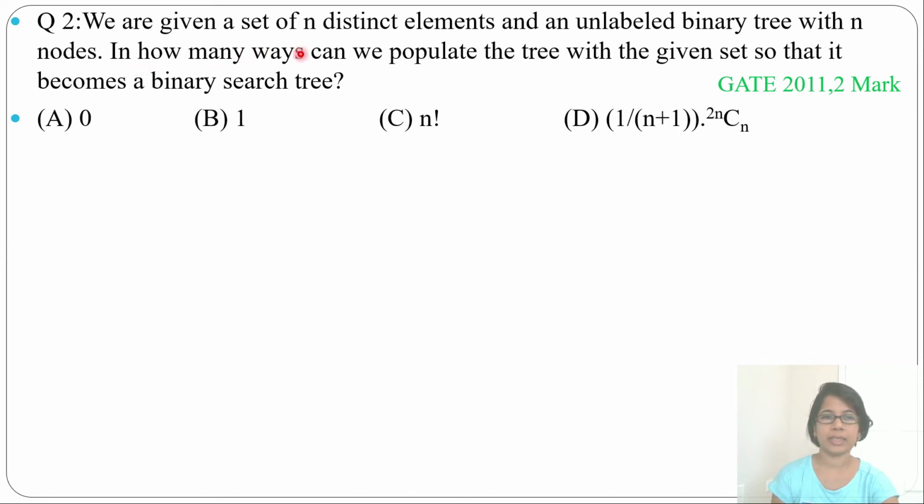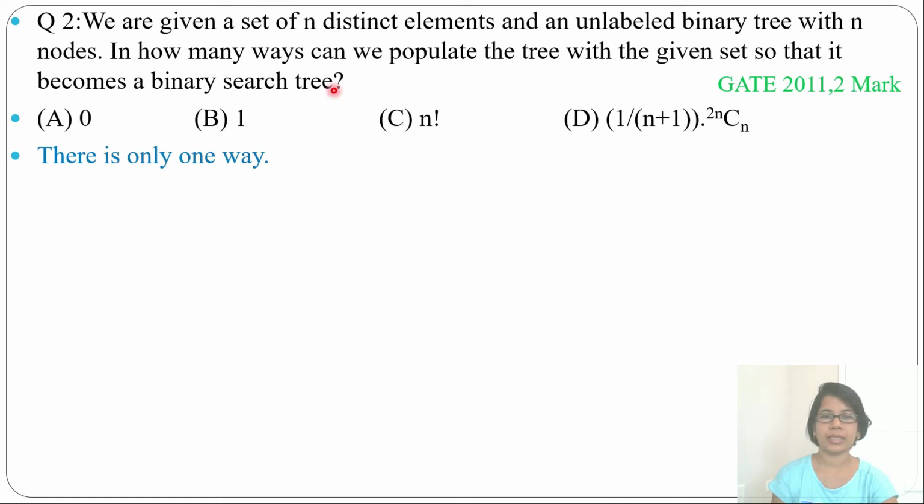We are given a set of n distinct elements and an unlabeled binary tree with n nodes. In how many ways can we populate the tree with the given set so that it becomes a binary search tree? It is asking in how many ways we can arrange the n nodes so that it will be a binary search tree. So there is only one way.